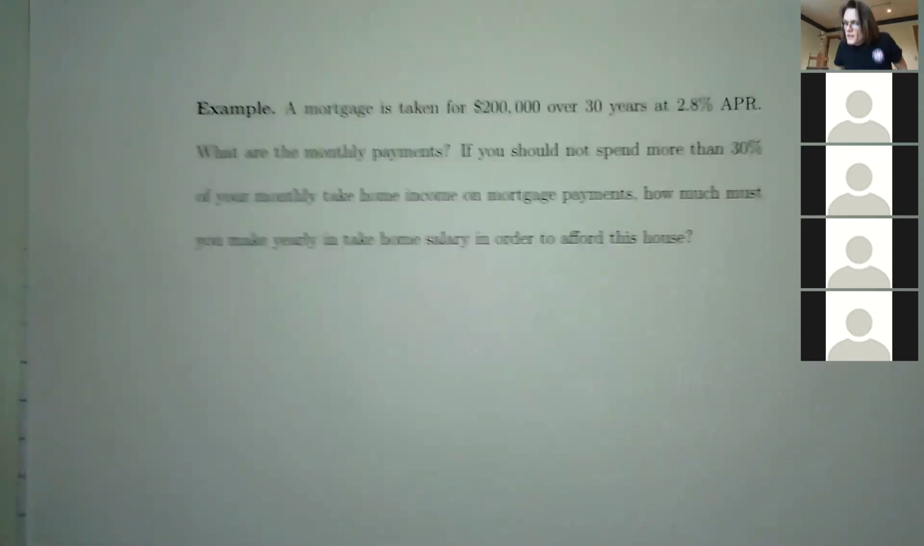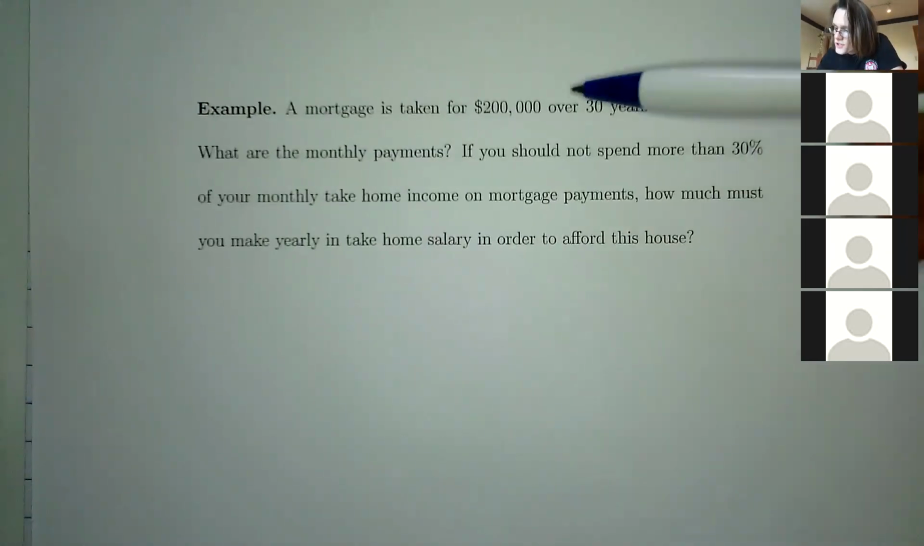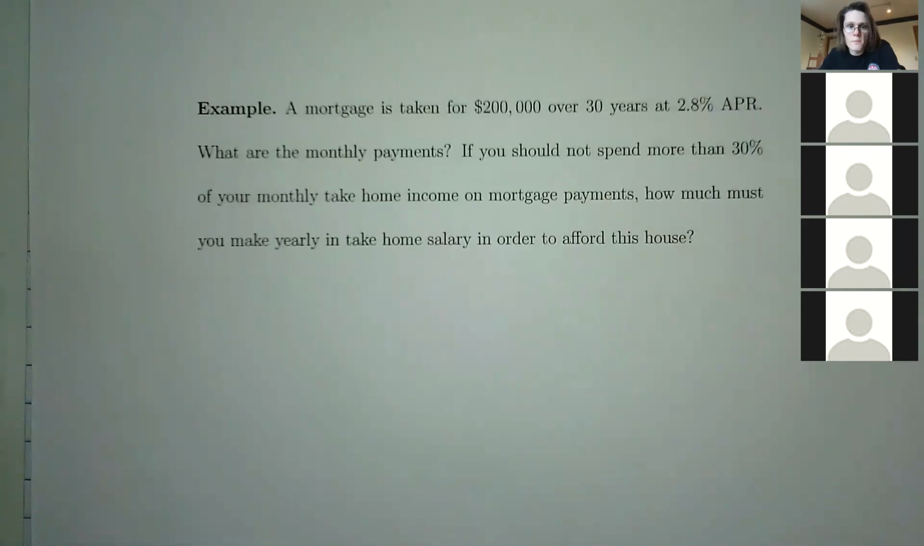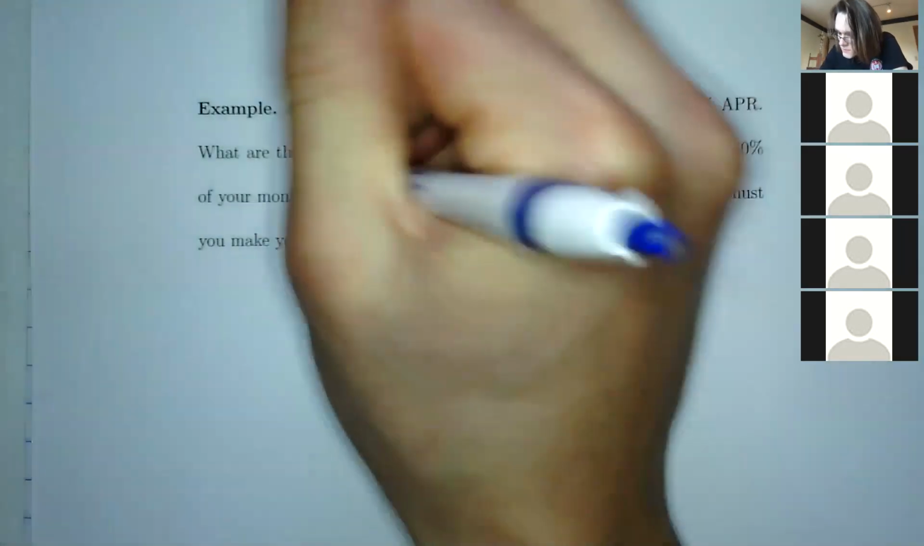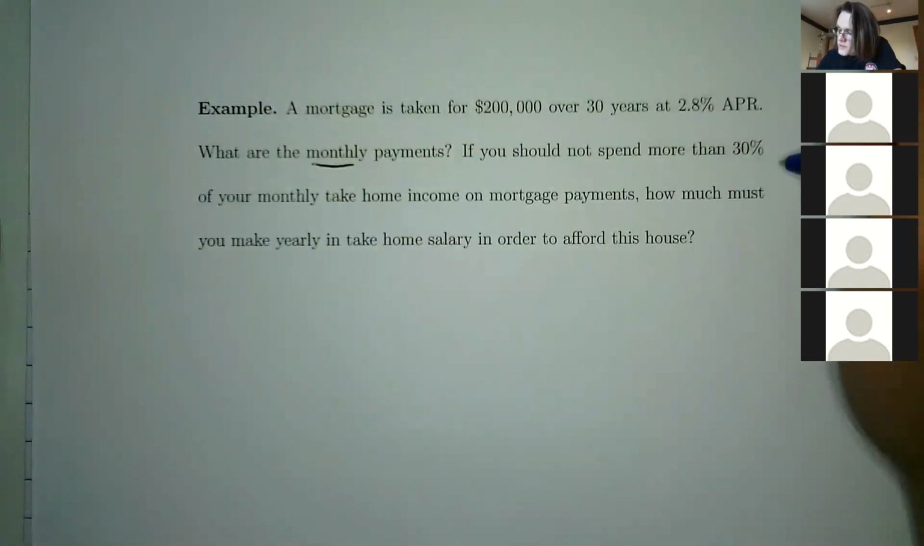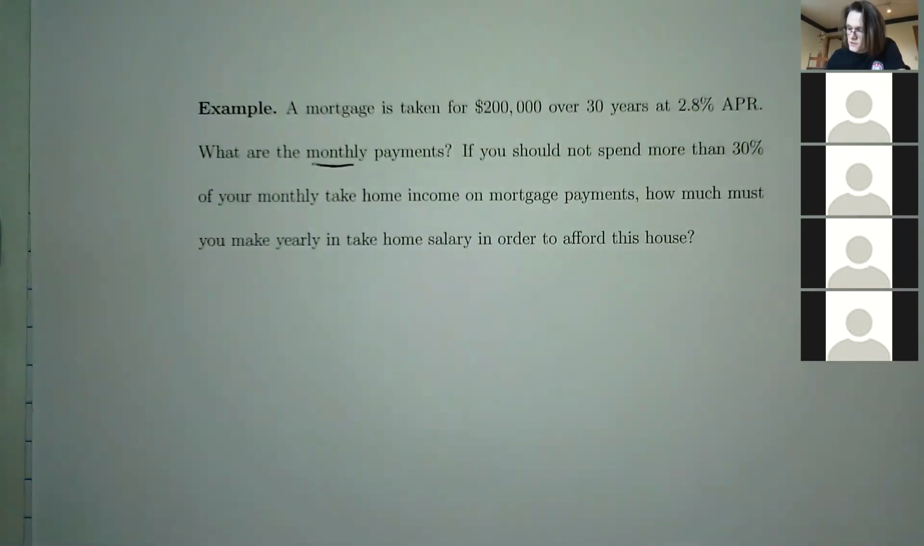Awesome. So a mortgage is taken for 200,000 over 30 years at 2.8% APR. What are the monthly payments? If you should not spend more than 30% of your monthly take-home income on mortgage payments, how much must you make yearly in take-home salary in order to afford this house?